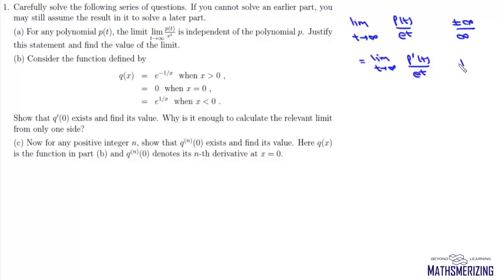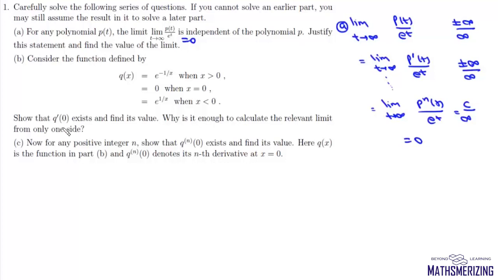Then again it'll be plus minus infinity upon infinity, so we can differentiate it again. We can keep using L'Hopital's rule till we differentiate this function n times, which is the degree of this polynomial. And if we differentiate this polynomial up to its degree, then it'll be some constant upon infinite, and any constant upon infinite is simply 0. So this statement is true and the value of this limit is simply 0. So that's your part A.